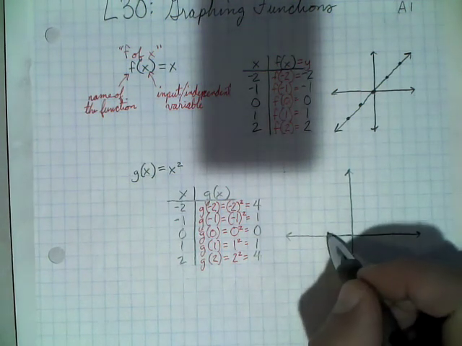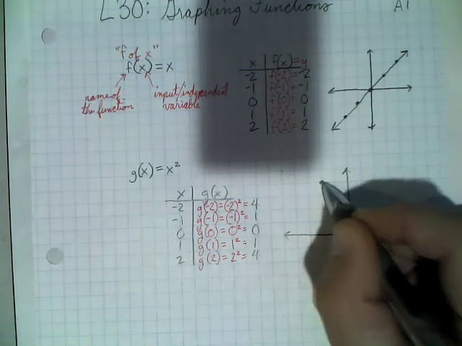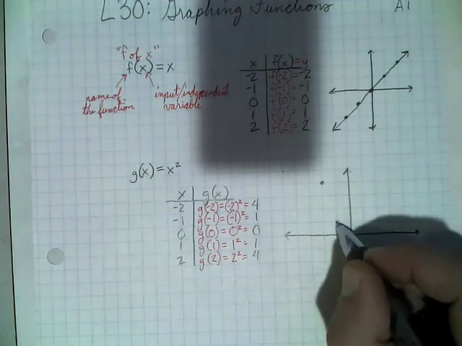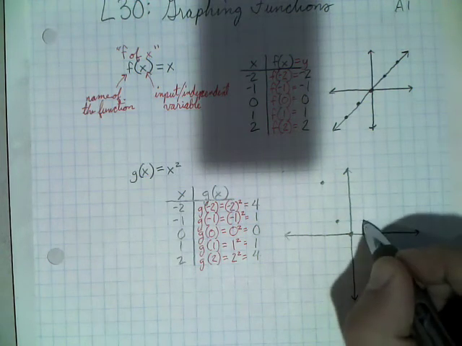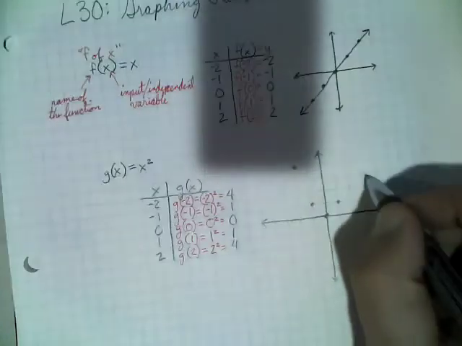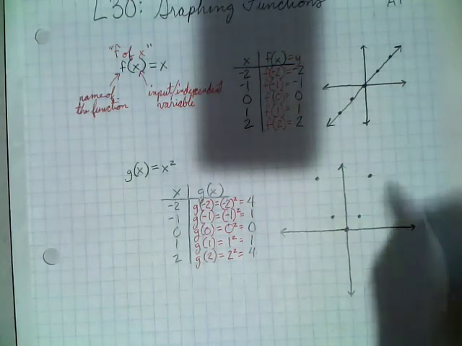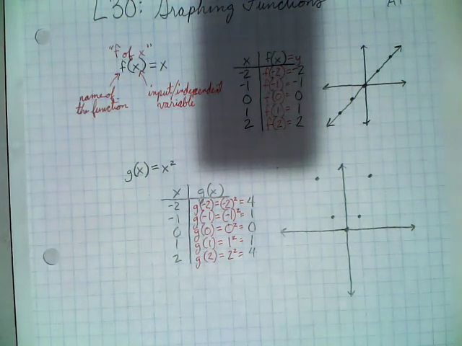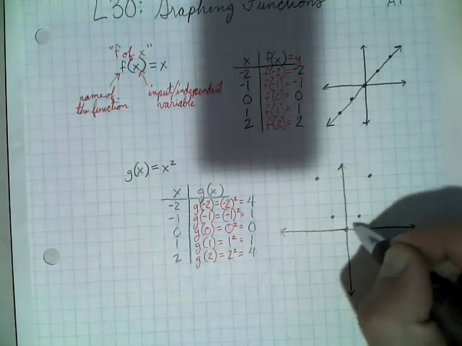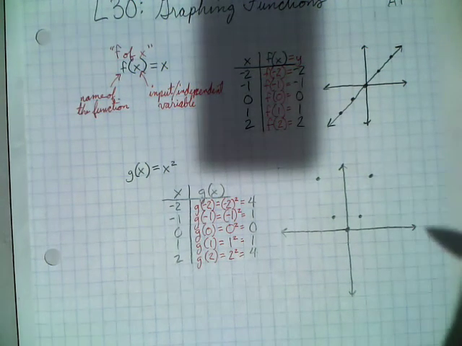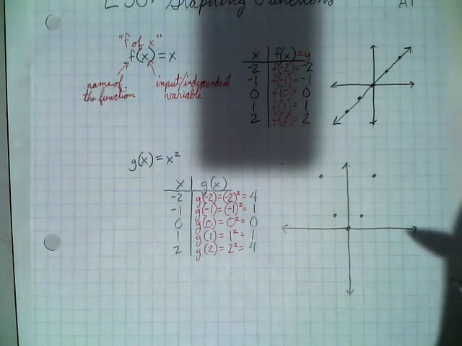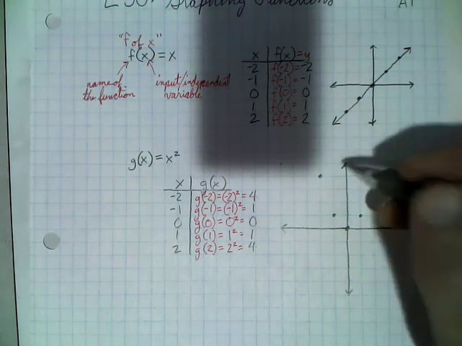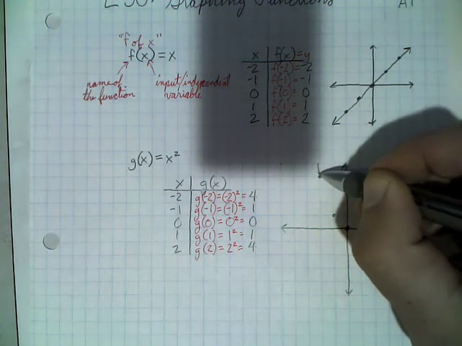And now we plot our points. So -2, 4 would be up here. -1, 1 would be right there. Again, I have the origin, 0, 0, 1, 1, and 2, 4. So one of the things you'll notice about this graph is it's definitely not a line. If I tried to draw a line between these 2 points, I would miss that point right there. This is actually something special, which we'll look at in more detail later, called a parabola.